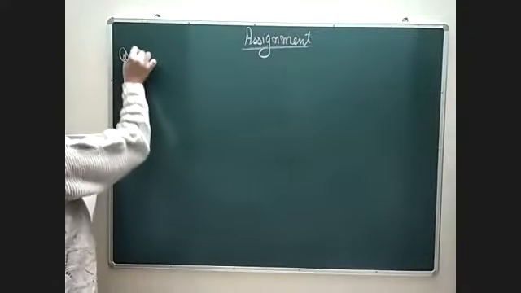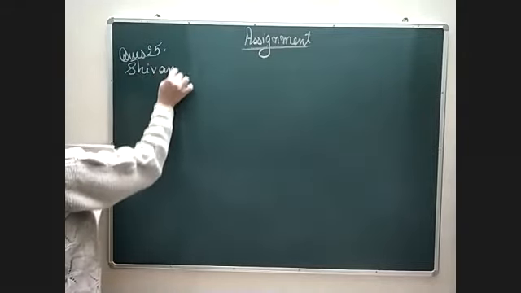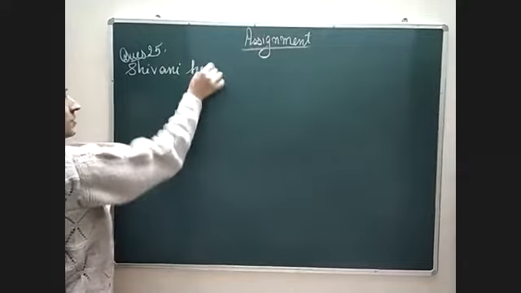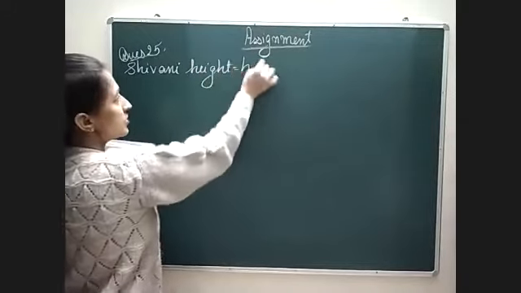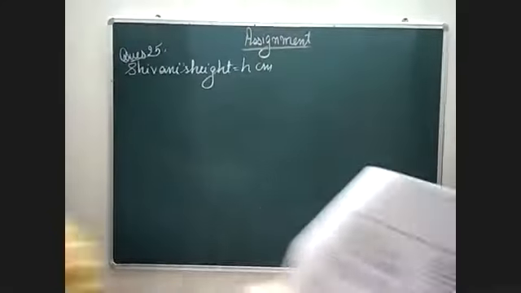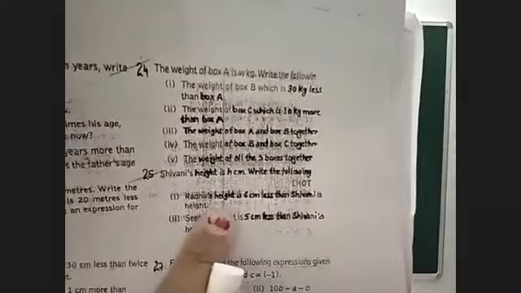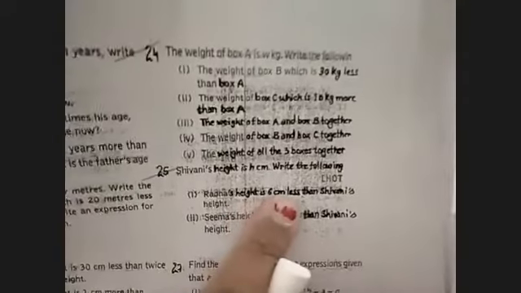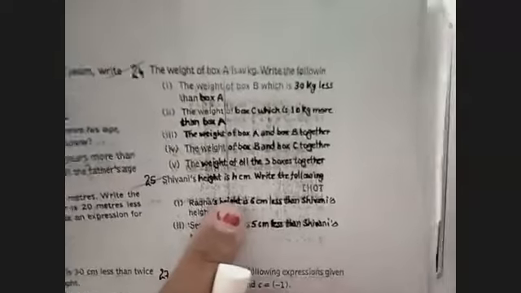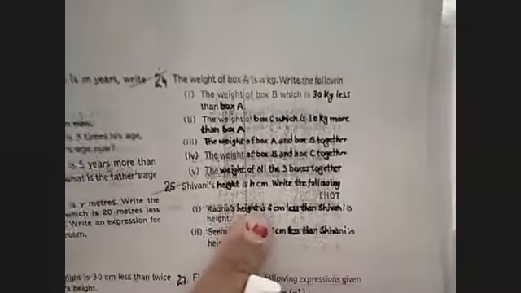Question number 25. Shivani's height is h centimeters. Then we are given the first part. Radha's height is 6 less than Shivani's height. Radha's is 6 centimeters less because Radha is smaller here. That means what we will write? Radha's height is h minus 6.